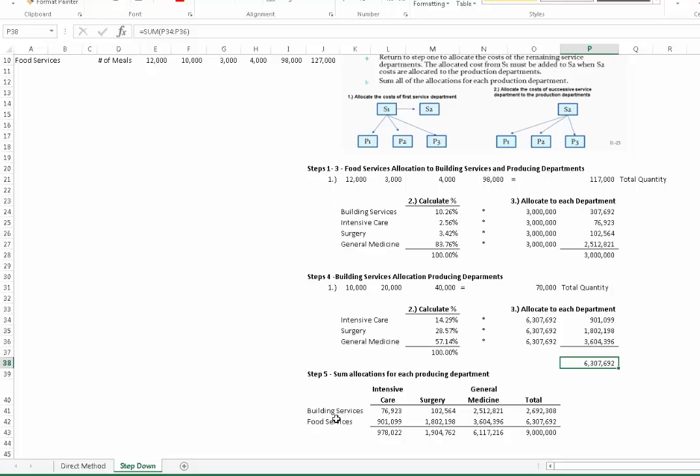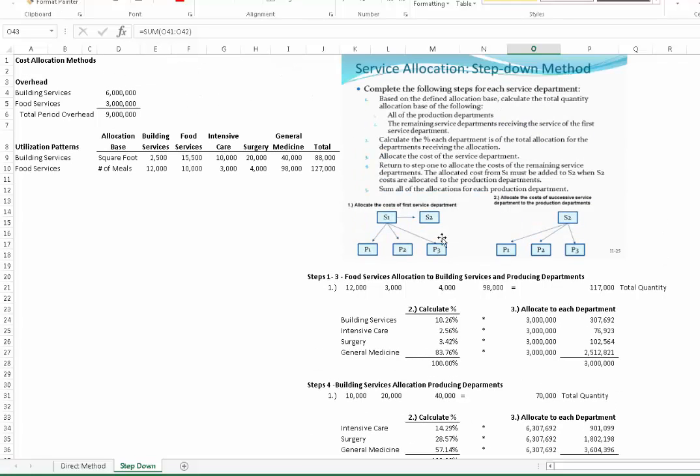Building services, and this is actually in reverse, so you can bear with me, sorry. Okay, so food services actually only allocates 2.7 million to the producing departments because that other 300,000 is allocated to building services, and that's why building services allocation in total is 6.3 million down here. But if you look in total, only the 9 million was allocated to the producing departments. So that was the second part.